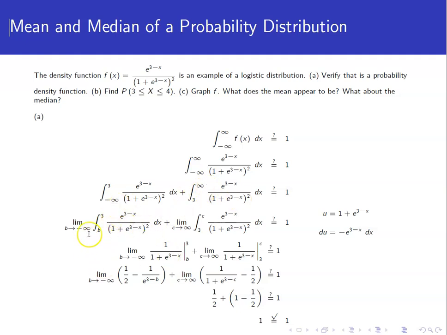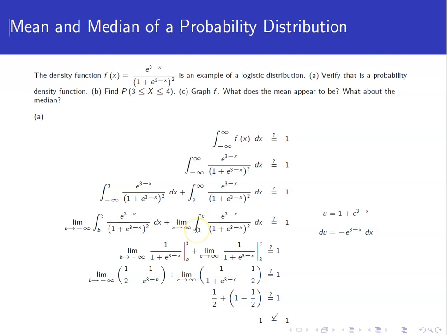So we'll replace each bad limit of integration with a limit. For the first one, we get the limit as b goes to minus infinity, and we'll put that b as the lower limit of integration. The second one will have the limit as c goes to positive infinity and have the c as the upper limit of integration.